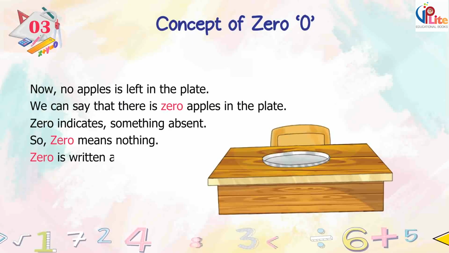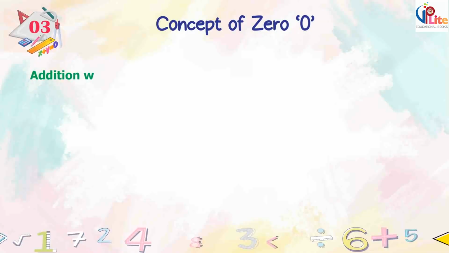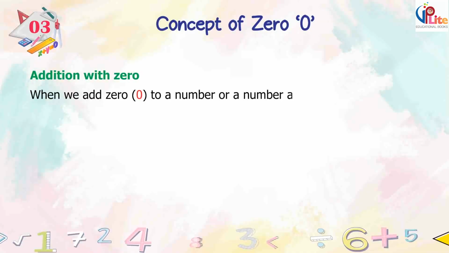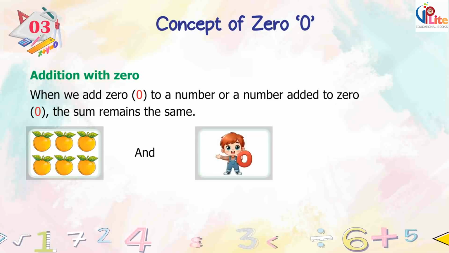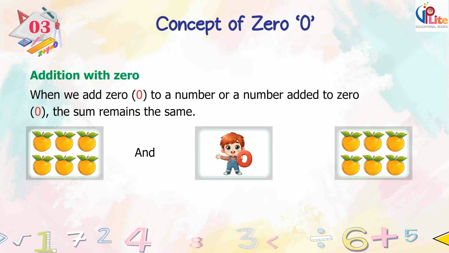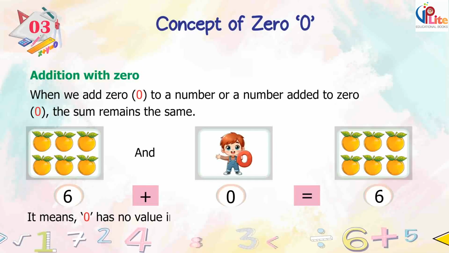0 is written as 0. We read it as zero. Addition with 0. When we add 0 to a number or a number is added to 0, the sum remains the same. 6 and 0 is equal to 6. 6 plus 0 is equal to 6. It means 0 has no value in addition.